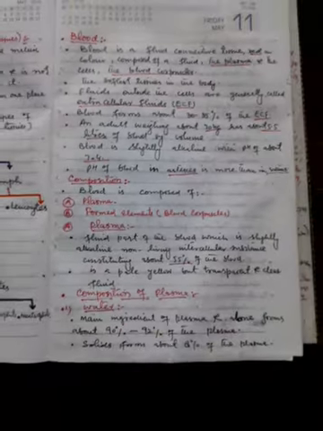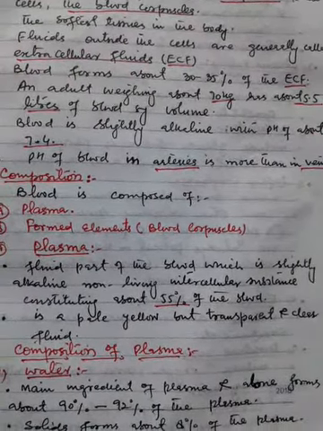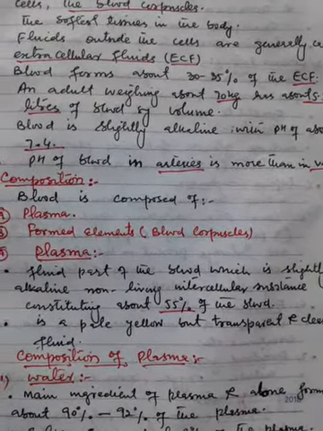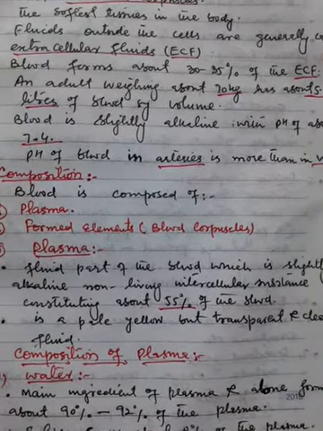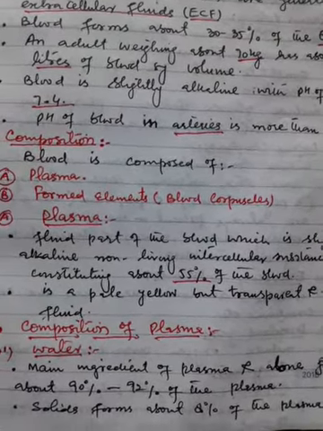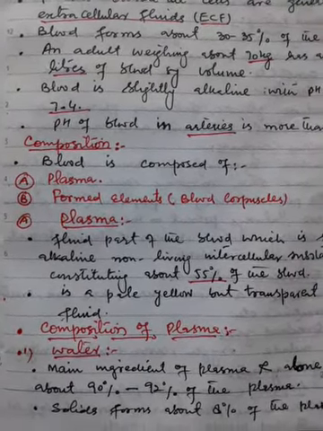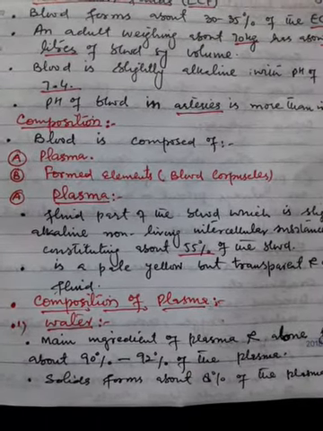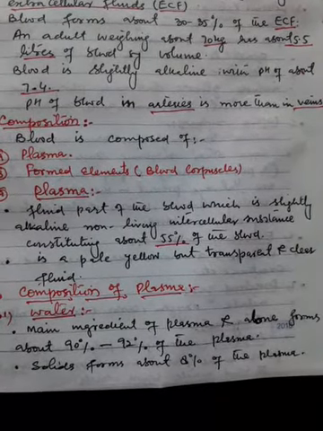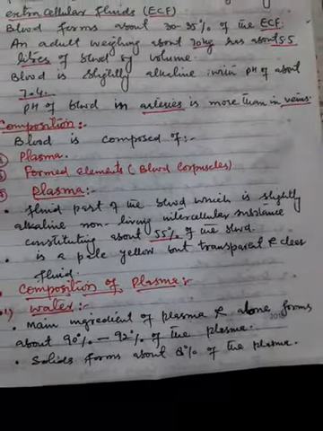Now the plasma. Plasma is the fluid part of the blood, which is a slightly alkaline, non-living intercellular substance constituting about 55% of the blood. Plasma is a pale yellow but transparent and clear fluid. Now the composition of plasma. Various components of plasma include number 1, water. Water is the main ingredient of plasma, and water alone forms about 90 to 92% of the plasma. Solids form about 8% of the plasma.